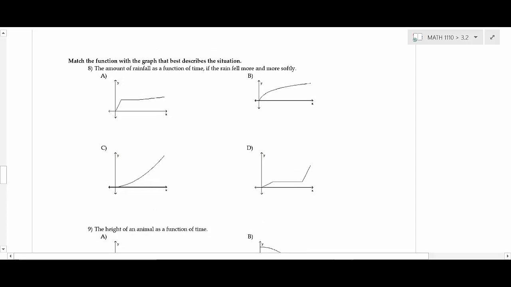Yeah. I don't have this page. You don't have that page? I don't have that page. Really? I guess the copy machine ate it.